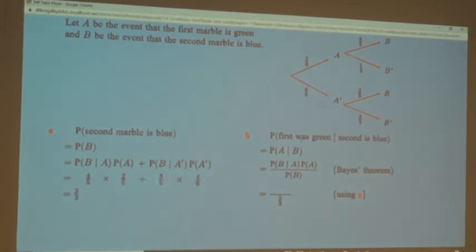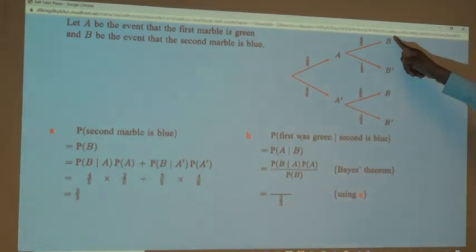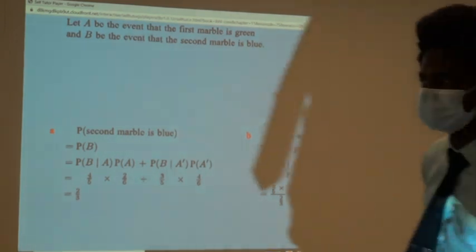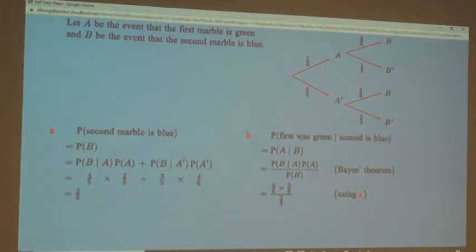Remember that this was the sum of the probabilities of the two branches which led to B. The numerator of the fraction is the probability of A times the probability of B given A. This is the probability of the one branch leading to B, which also gives A. So, Bayes' theorem gives the fraction of the outcomes leading to B, which also give A along the way. This is a practical definition for the conditional probability of A given B. Bayes' theorem is useful because the probabilities in the numerator can be read directly from the tree diagram. And we already saw how to calculate the denominator in part A. So, the probability that the first marble was green, given the second is blue, is 2/5.